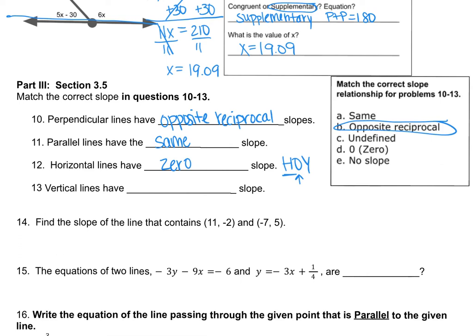And then the last one, number 13, is talking about vertical lines. That's the other part of our acronym, which is bucks. The V stands for vertical, so that's how we knew that. And again, the middle letter is your slope. The U stands for undefined.